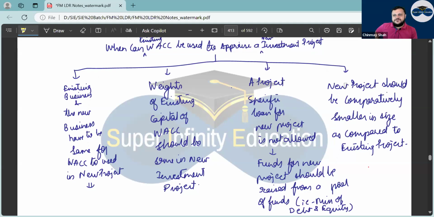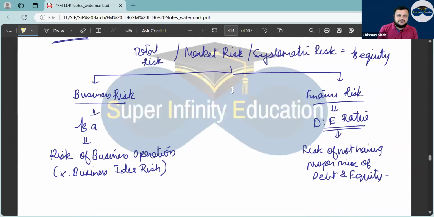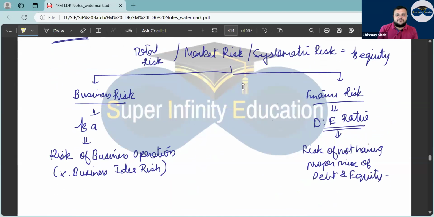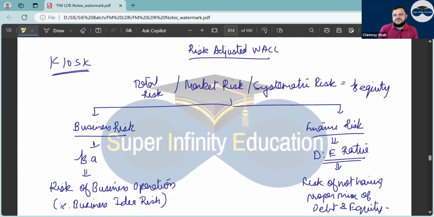So if all 4 points are there, then you can use the existing WCC to appraise what? New investment projects, correct? Then you have nothing but the risk adjusted WCC. In risk adjusted WCC, you have your beta equity, that is systematic risk or market risk, that is called the total risk of the company. Whichever way, there are only two major types of risks that a company has. One is the business risk, the other is the finance risk.